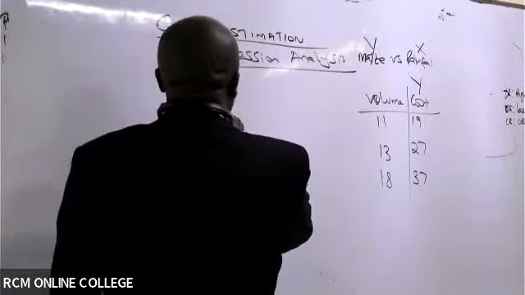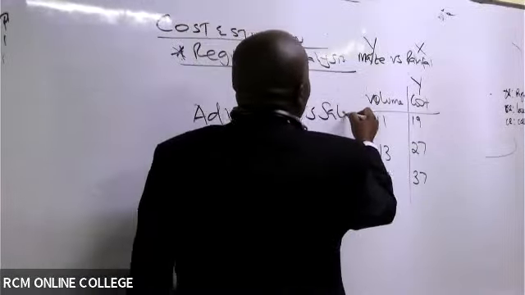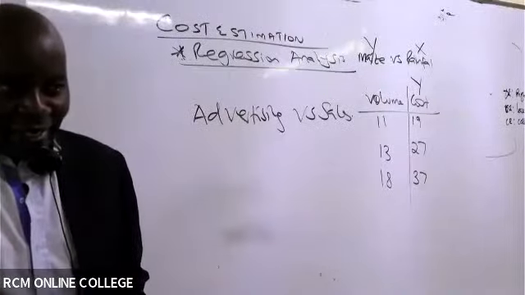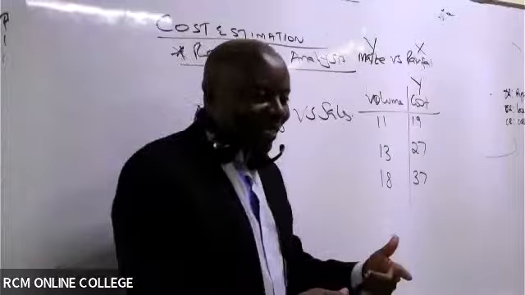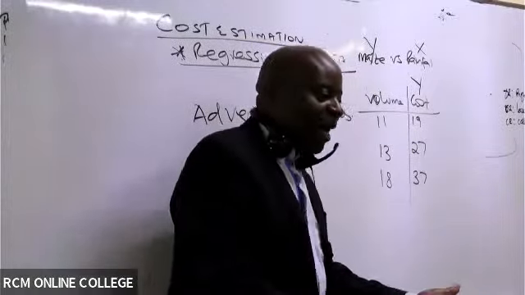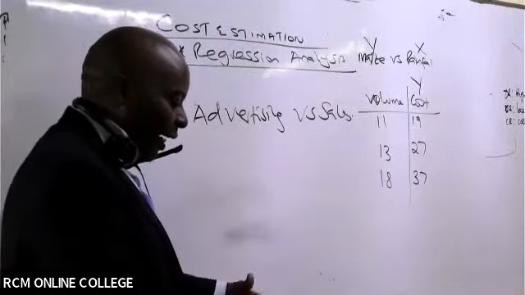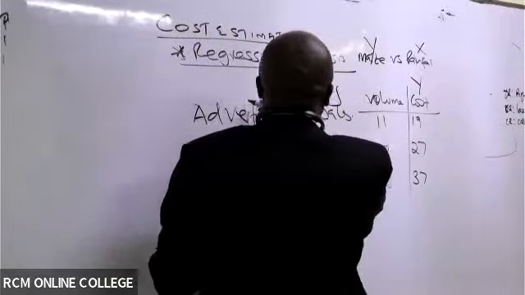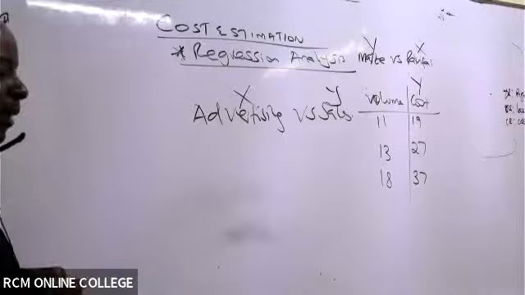So we have advertising versus sales. Without thinking or winking your eyes, tell me which one is the Y. Sales depends on advertising. The more we advertise, the more the sales. If we advertise, sales responds positively. So you are right, we have Y. The other one automatically takes what here? X. Is that okay? Very good.